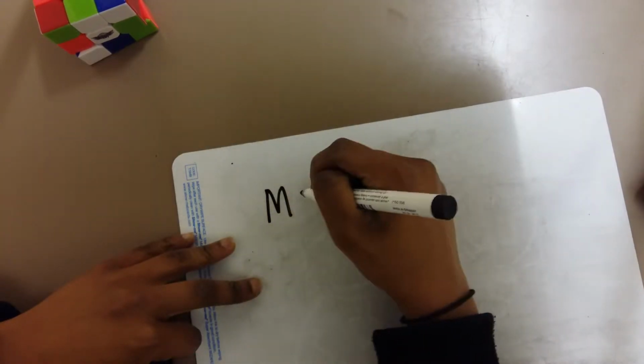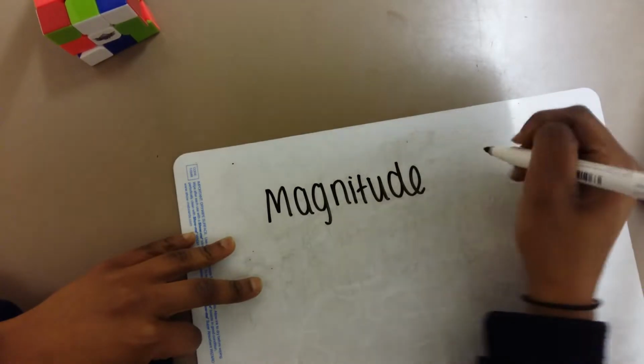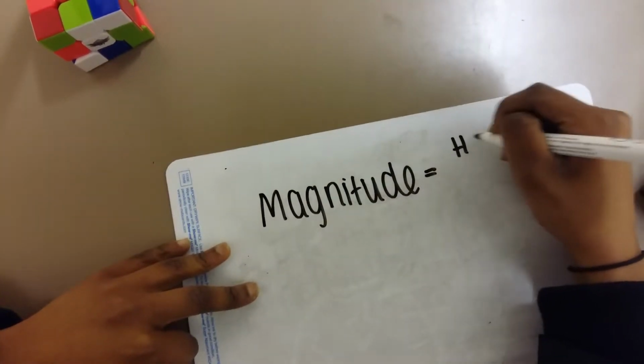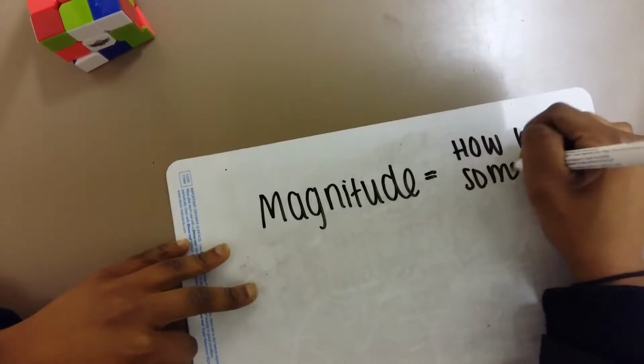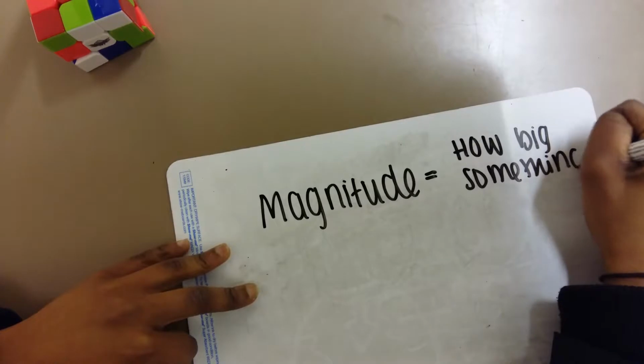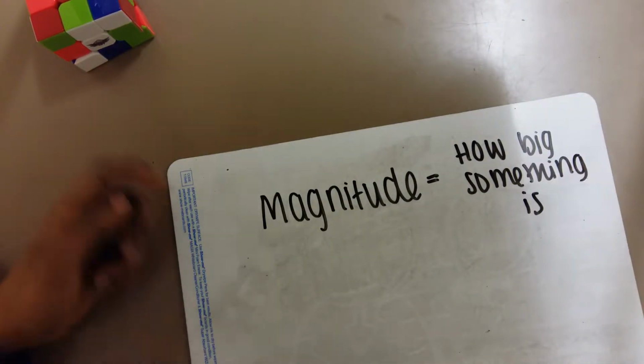Okay, so here's a rather important section of the syllabus, vector and scalar quantities. First of all, before you understand the difference between the two quantities, you need to understand the definition of magnitude and direction. Magnitude equals how big something is. Direction is just the direction which something is moving in.